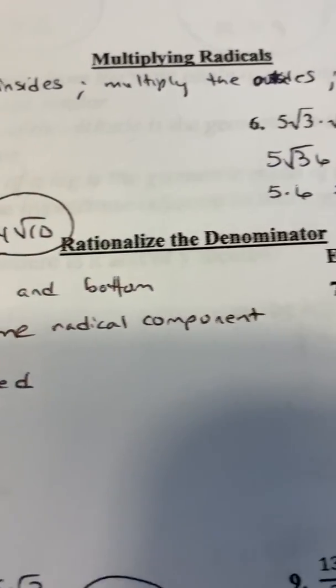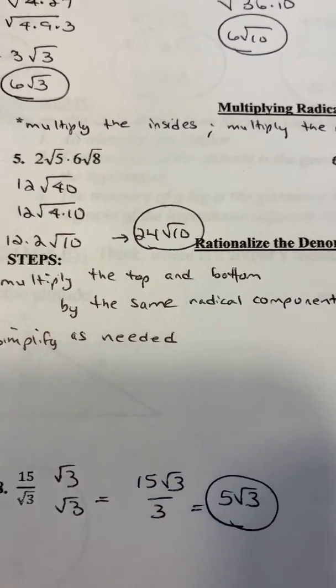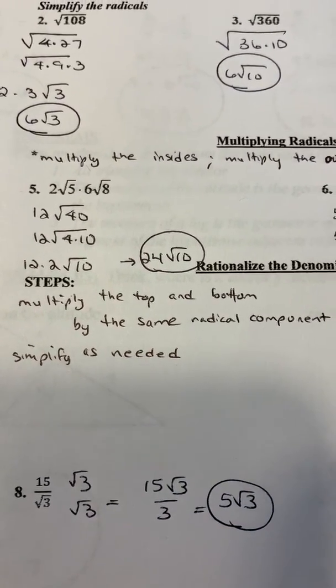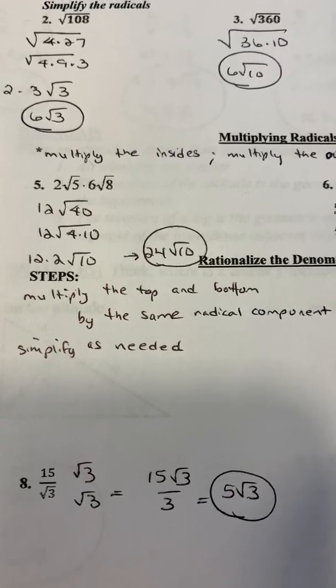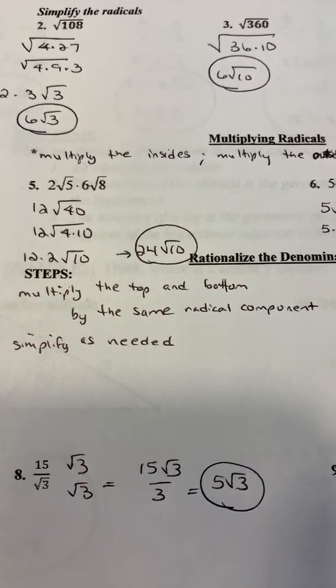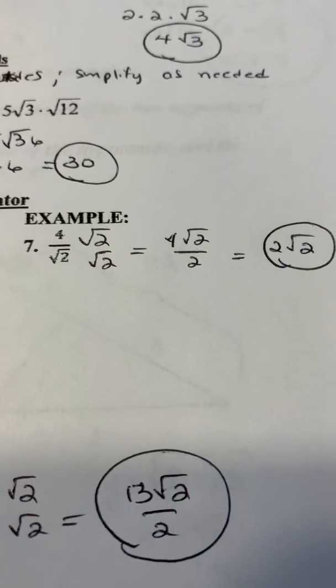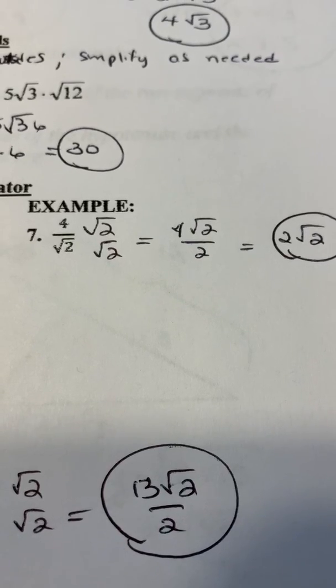Moving into rationalizing the denominator, you're going to multiply the top and the bottom by the same radical component and simplify as needed. So moving into example 7, you have a 2 on the bottom. You're not allowed to have the roots on the bottom, so that's why we have to get rid of them.